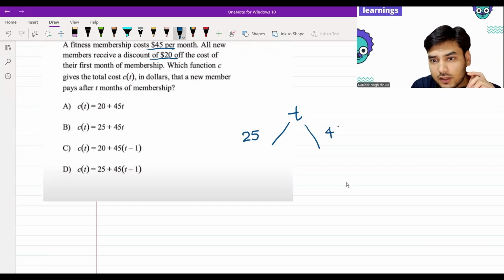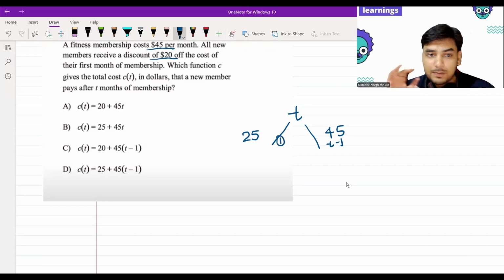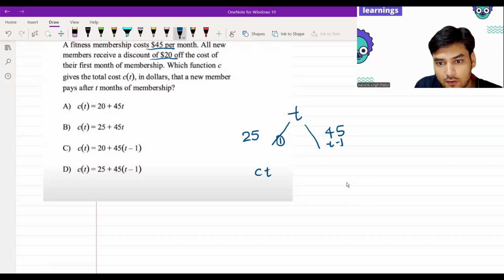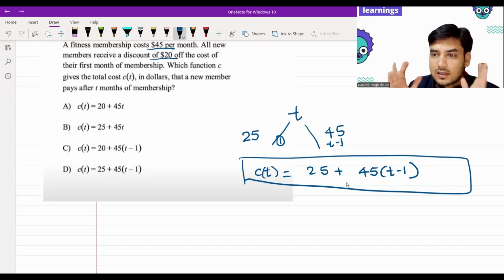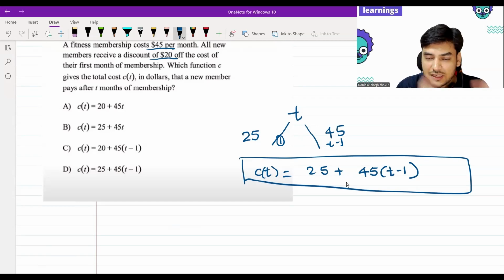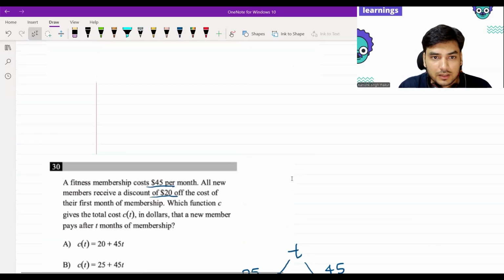Now from the second month, your cost will be 45. For t months you are joining, so this is for the first one. So how many will be remaining? t minus 1. Many people directly do 25 plus 45t. No, 1 is gone, so what is left would be t minus 1. So the answer will be c of t, that is, the function will be 25 plus 45 times (t minus 1). This is the answer which you get. You have joined t, so t minus 1 will be remaining. Now let us see.